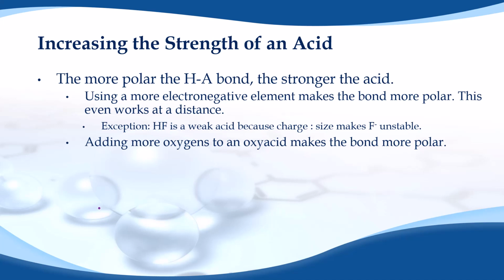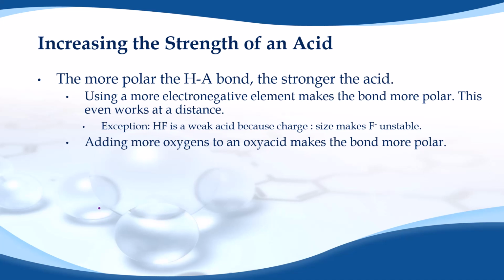Now, I do point out that even though fluorine is the most electronegative element on the periodic table, HF is a very weak acid, not because of the polarity of the bond, but because the fluoride ion is really unstable, because it has a full negative charge and it's a really small ion.